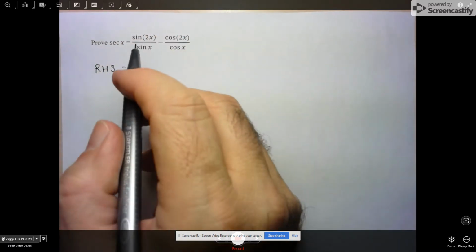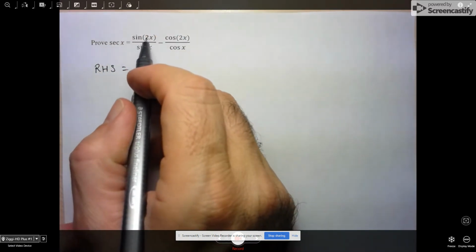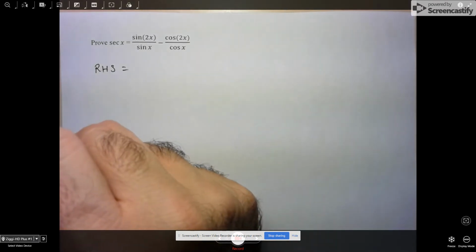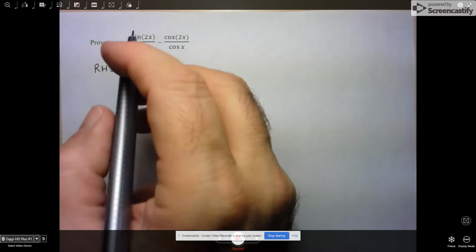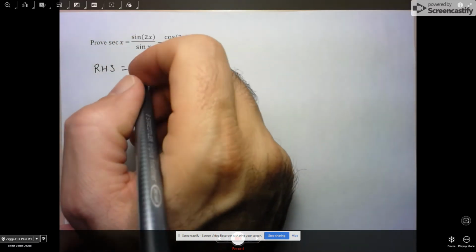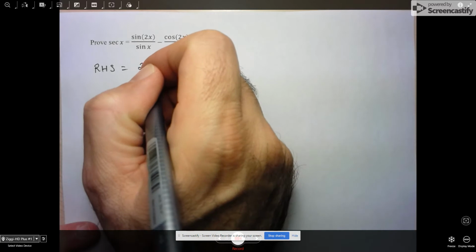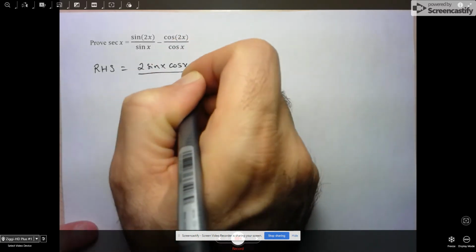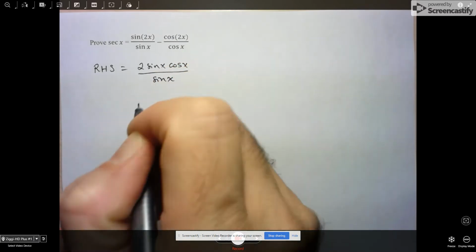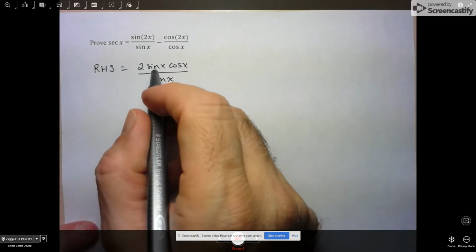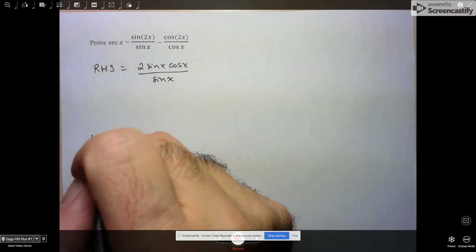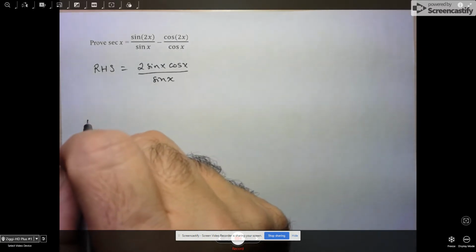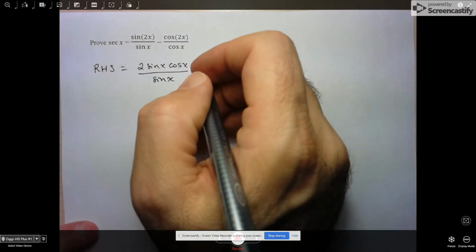Okay, and the first thing I notice is that I've got sine of 2x, and I've got a sine x in the denominator, so it makes sense to expand this using the double angle formula for sine. And there's just the one double angle formula for sine, so I'm going to write that as 2 sine x cos x. Okay, and of course I still have the sine x in the denominator, and right away I can see that sine x is a factor in both numerator and denominator, so I'm going to be able to cancel that out afterwards. All right.